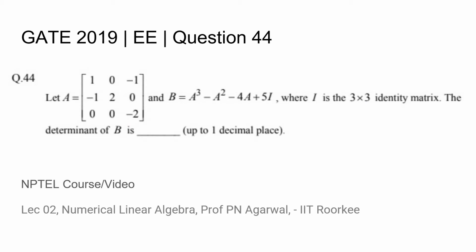Question 44 from the GATE 2019 EE paper, where we are given a 3x3 matrix A and B, which is a matrix polynomial expression of matrix A, and we are asked to find out what the determinant of the matrix B is up to 1 decimal place. Underneath the question, you will find the title of the NPTEL course or video relevant to this topic.